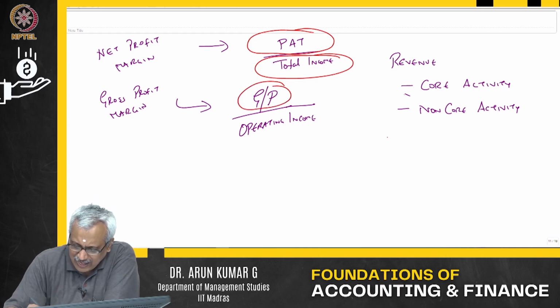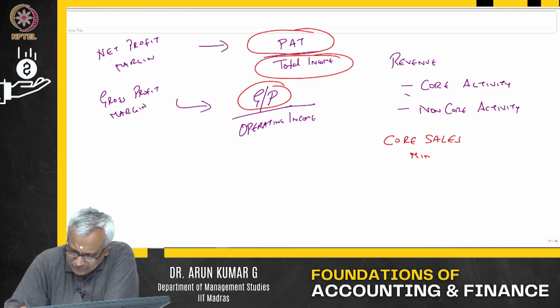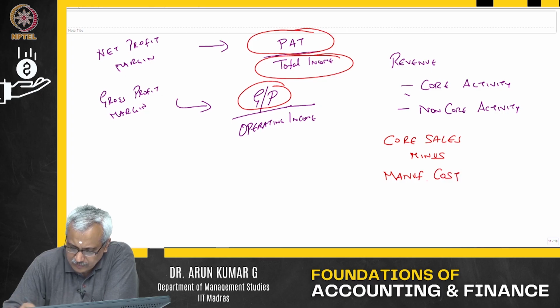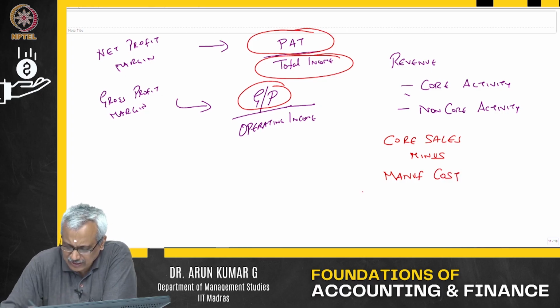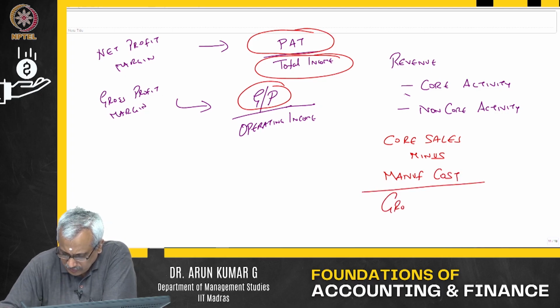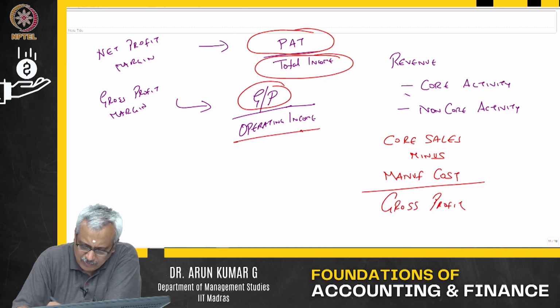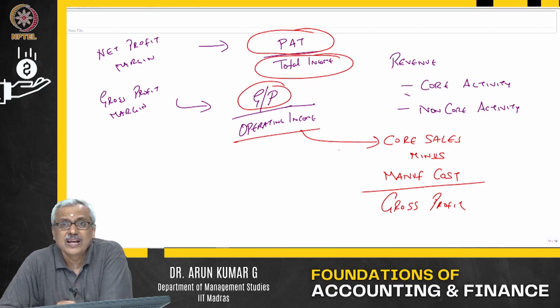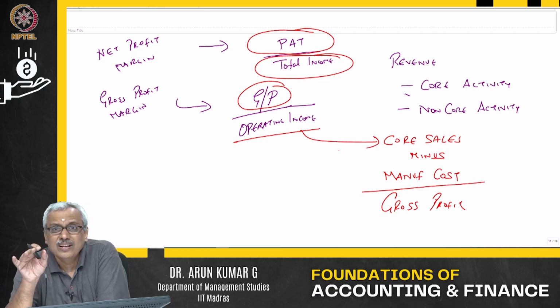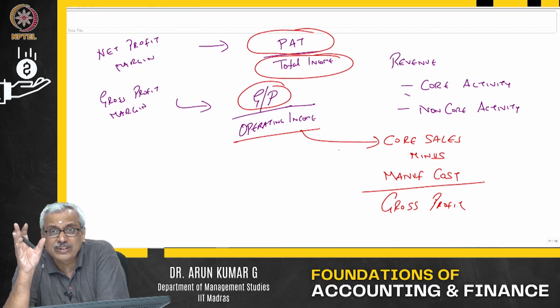Gross profit is, I would say, my core sales minus my manufacturing cost. That is all. This will result in gross profit. And my operating income is nothing but the core sales. I want to know whether you are making profit in the core activity.